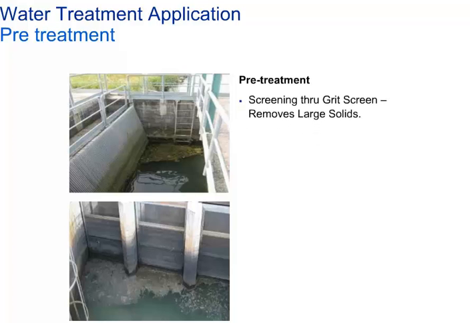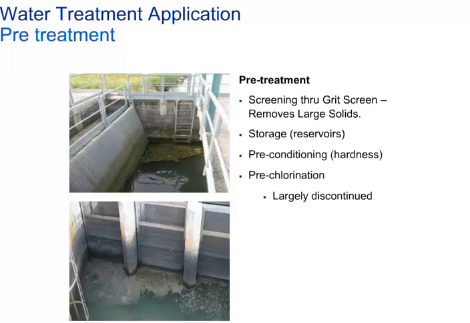Once the water is secured from the source, pre-treatment is performed by using large screens to remove larger pieces of debris from the water. Oftentimes the water is put into temporary storage at this point and can be pre-treated with chemicals or chlorinated to reduce process time in the plant.